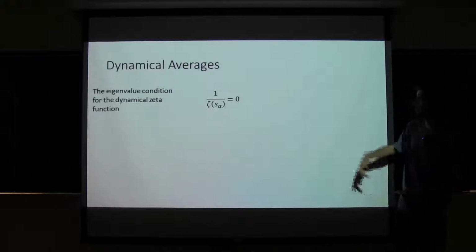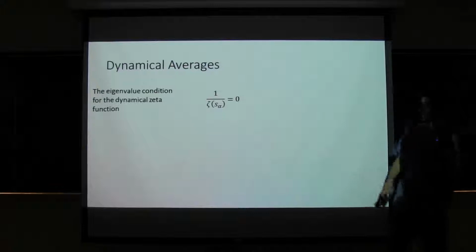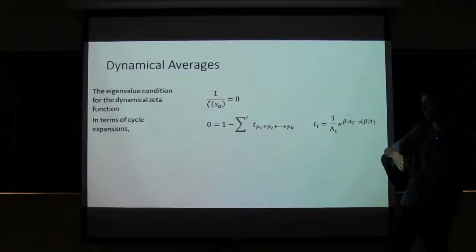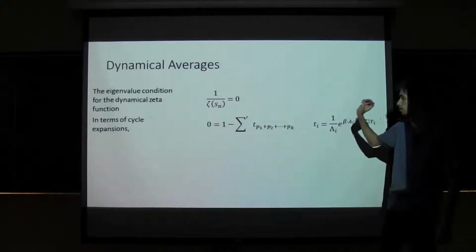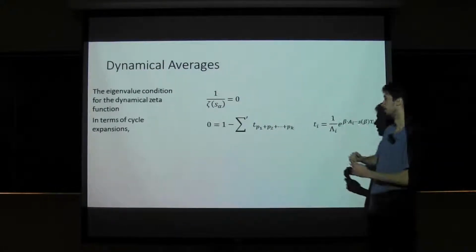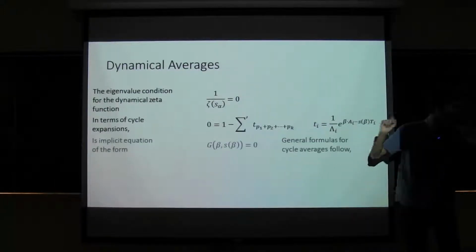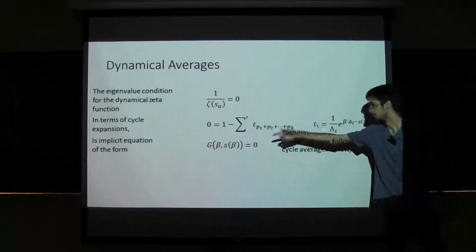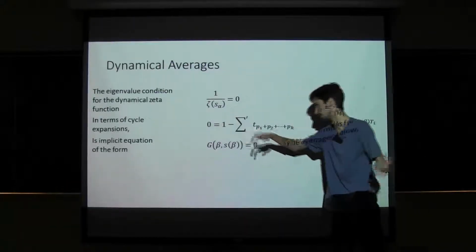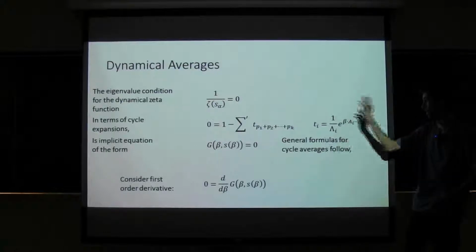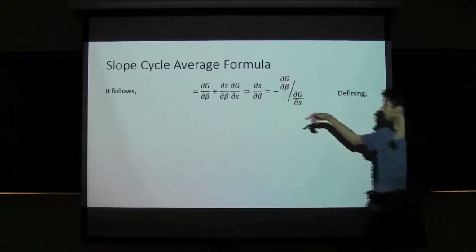And so we can also use these to compute certain dynamical averages of observables, using this condition on the zeta function where S of alpha is the alpha-th eigenvalue of the evolution operator. And so in terms of cycle expansions, we can rewrite it like so using the local traces. And you get an equation of this form where G is a function of this eigenvalue and the parameter beta. And so looking at the first derivative, we can compute that.